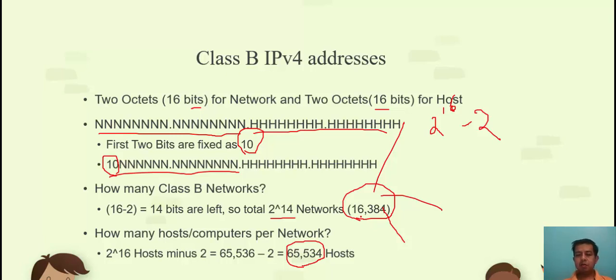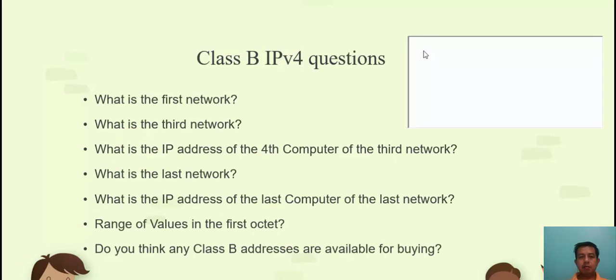So a good number of organizations can buy a class B address, but it is again not a very big number. 16,384 organizations can buy a class B address, and each of these networks can accommodate up to 65,534 hosts. Clear? Let us see some class B questions.